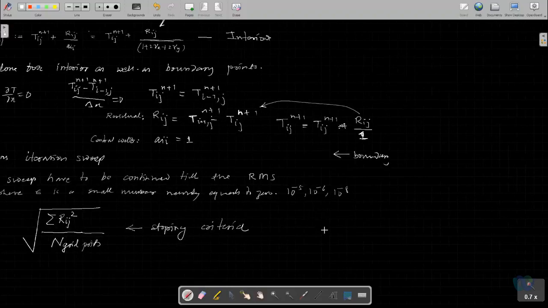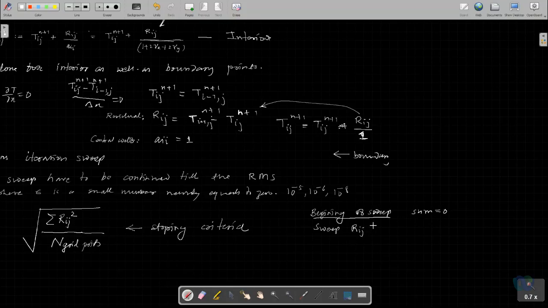So how I can now write is that, at the beginning of the sweep, in case of a computer program, you will have to define some variable, sum is equal to 0, and then sweep for Rij, and Tij n plus 1, and write sum is equal to sum plus Rij square, and at the end of sweep, RRMS, residual RMS, is equal to the square root of sum divided by n points.